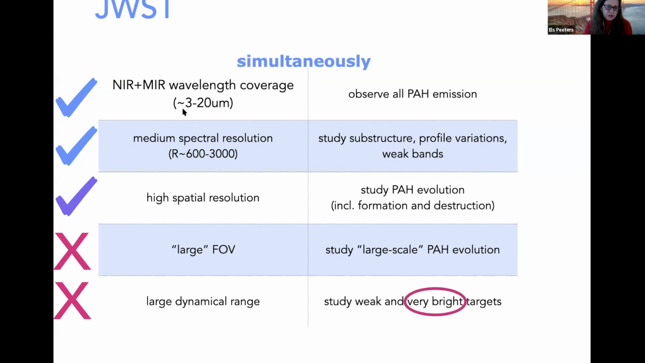However, if you want to have those components simultaneously, you need to do IFU observations, and the field of view of these IFUs is very small. And while JWST is very sensitive and very good to study weak targets, it is limited in dynamic range on the high end. And so very bright targets in our Milky Way are basically out of reach with JWST. Nevertheless, this unique set of capabilities will change this field dramatically.